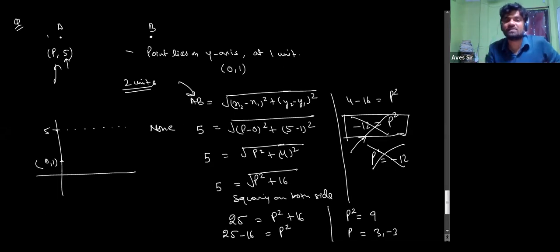Okay, if you are having any doubt regarding this one, let me know. Do you have any doubt? Sir, in the start you mentioned AB is equal to 2 units or A minus B is equal to 2 units? AB is equal to 2 units. The distance between A and B is 2 units. Okay, sir. Okay.